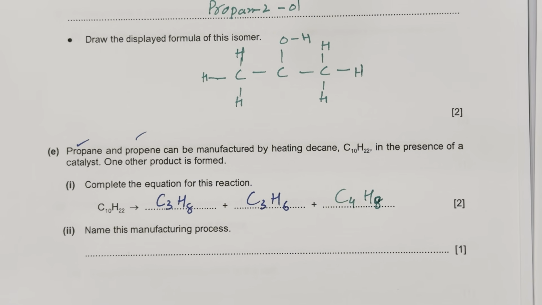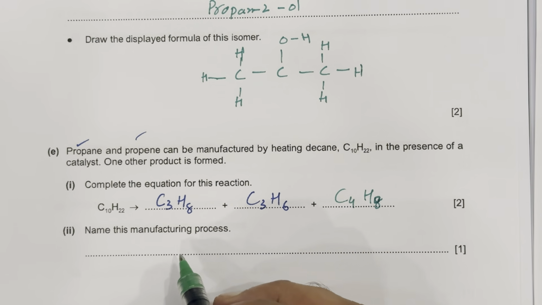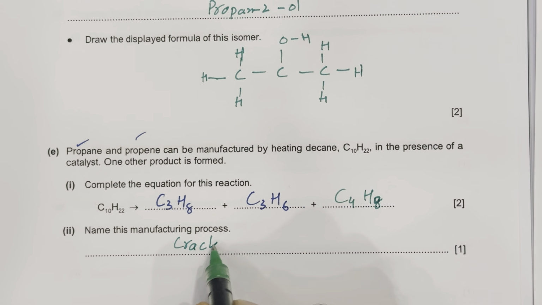Name the manufacturing process. The manufacturing process where we use larger hydrocarbons or larger alkanes to break down into simple or small organic compounds is known as cracking.